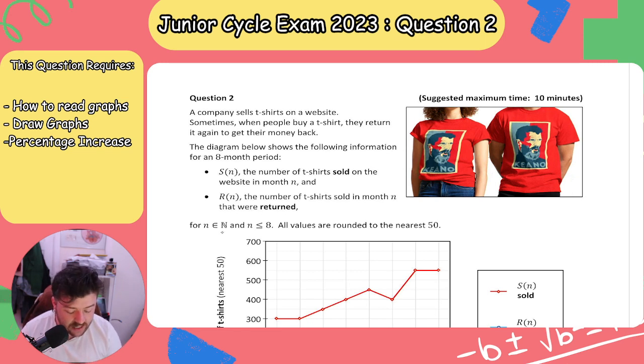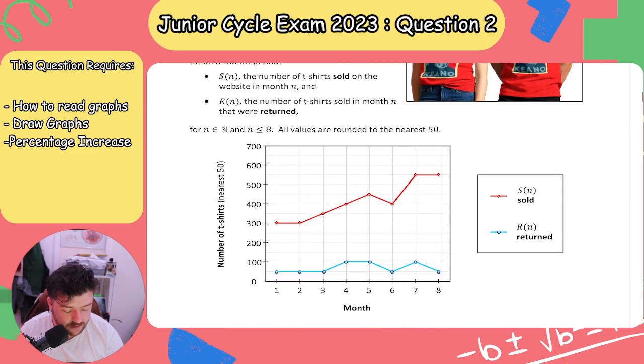For n is an element of the natural numbers, so n is a natural number, that makes sense. We only have 1, 2, 3, 4, 5, 6, 7, 8. Like, we don't have half a month, and n is less than or equal to 8. All values are rounded to the nearest 50 to make it easier for ourselves.